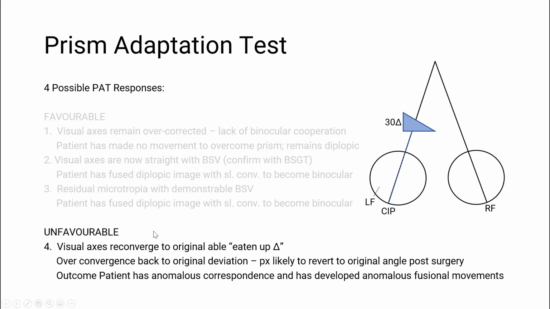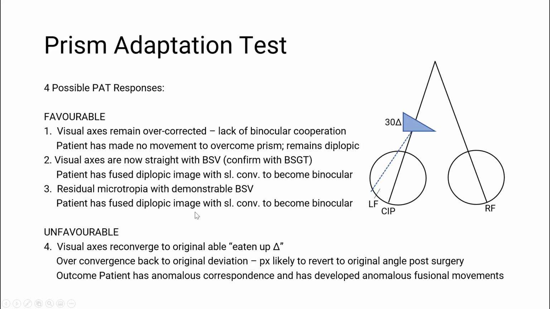The last outcome is unfavourable, and what happens here is that the patient does what we call eats up the prism. So with the Fresnel there, they return to their original angle of deviation. If you did a cover test here, you would find that you have the original ET, that 25 diopter ET. This essentially indicates that the patient likely has anomalous retinal correspondence, which is driving this anomalous movement and for them to eat up prism. This is generally going to give you an unfavourable surgical outcome.